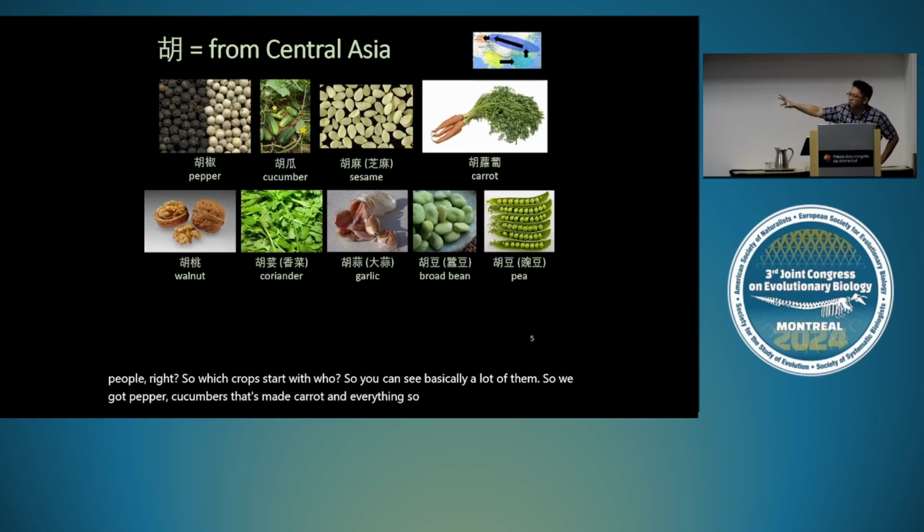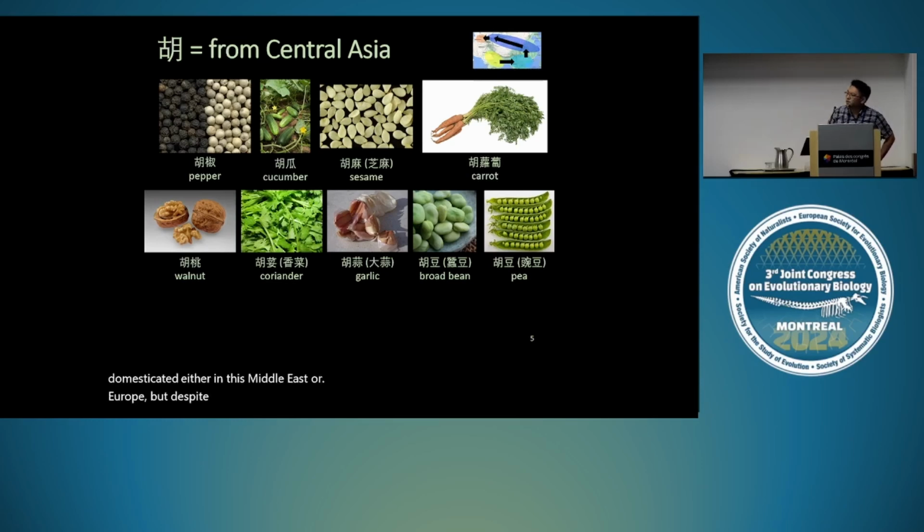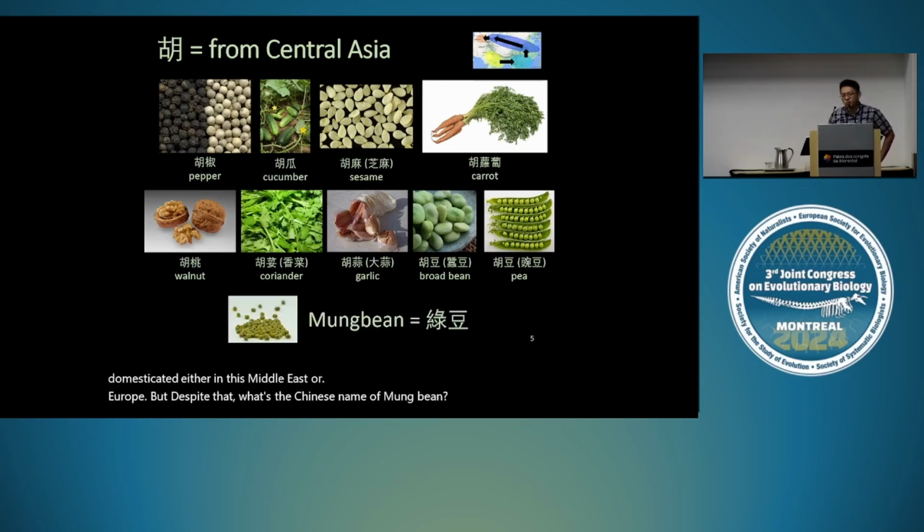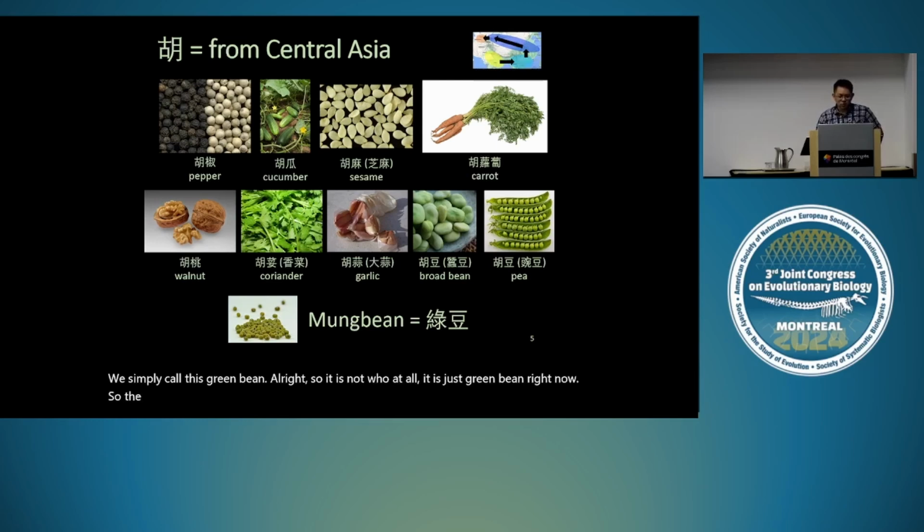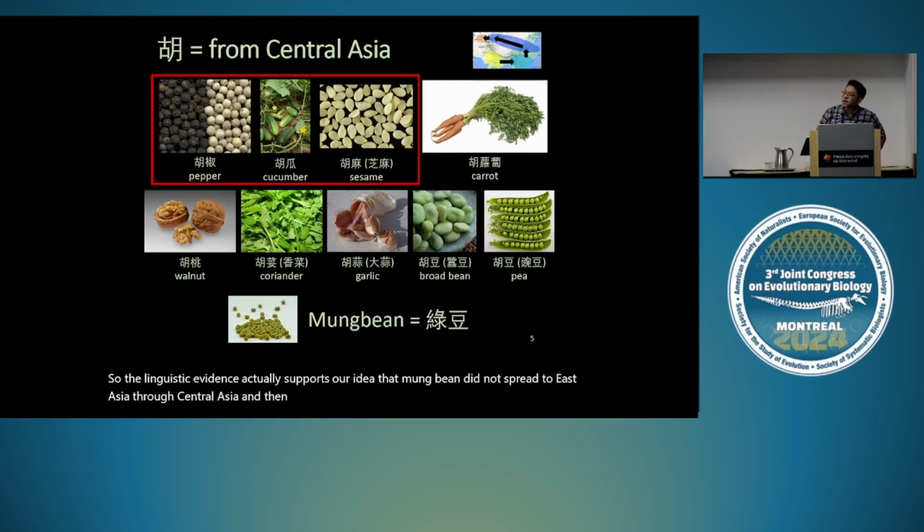So we knew that they were domesticated either in the Middle East or Europe. But despite that, what's the Chinese name of mung bean? We simply call this green bean. All right, so it is not hu at all, it is just green bean. Now, the linguistic evidence actually supports our idea that mung bean did not spread to East Asia through Central Asia. And also notice these three crops, we know that they were domesticated in India, and their name suggests that after they were domesticated, they spread to Central Asia and then went to East Asia, but not mung bean, right?